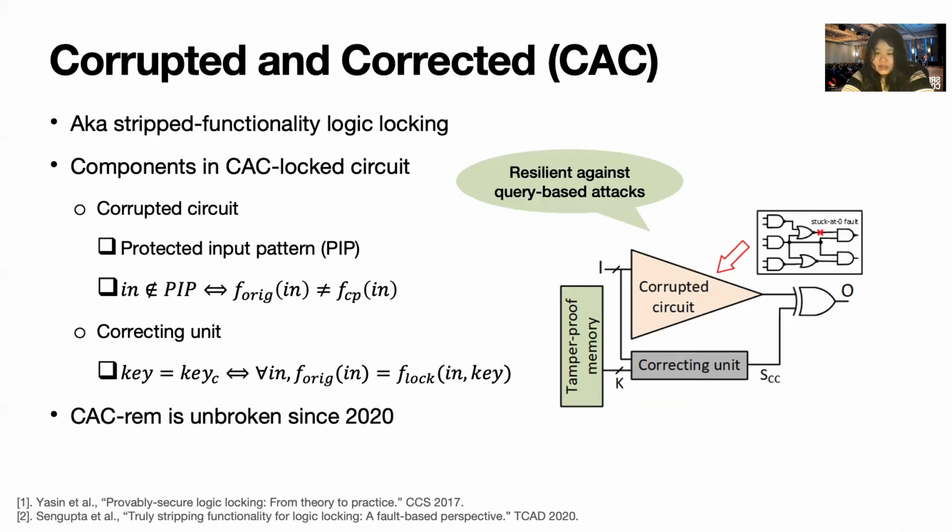In this technique, the construction of the corrupted circuit is achieved by inserting a stuck-at fault in the original circuit, which removes partial logic. The structure of the corrupted circuit in CACrem provides good resilience against existing structural attacks.